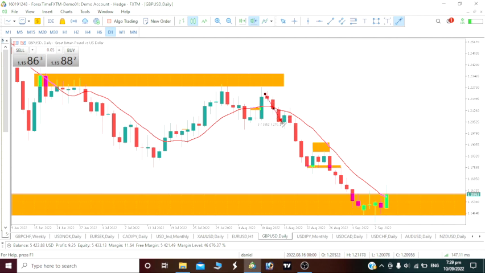Since here we've had a pullback, an impulse move downward, a correction that touches our 10 period moving average. We had an impulse move downward. A correction was made, hitting our 10 period moving average. We had another impulse move again, and we've had a correction again. And this correction has hit our 10 period moving average. But after that, what are we expecting again? Another impulse move downward on our GBPUSD. So this daily time frame says that we will be going bearish, but I personally would still want to see this impulse move rally up a little bit.